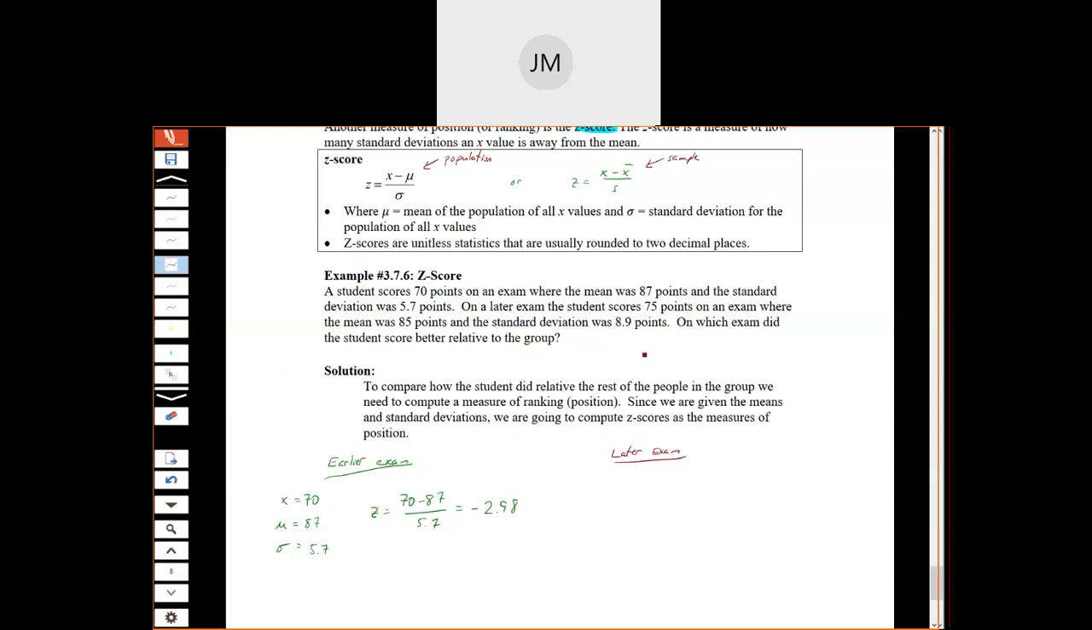All right, on the later exam, the student scores 75 points, so that's our X value. The mean for the exam, mu, is 85, and the standard deviation, sigma, is 8.9. So our z-score is X minus the mean over the standard deviation. So we take 75 minus 85 divided by 8.9. And when we compute that, we get a negative again, 1.12. So now what we need to do is figure out, what do these mean?